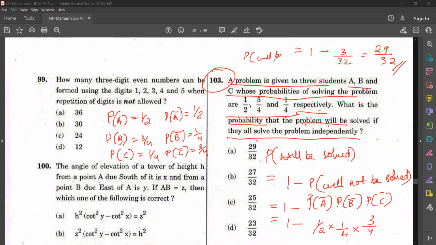How did you do that? We have written that the probability that the problem will be solved is 1 minus the probability that it will not be solved. It will not be solved means A should not solve, B should not solve, C should not solve. A not solving is 1 by 2, B not solving is 1 by 4, C not solving is 3 by 4. So 1 minus, multiply that, you'll get 1 minus 3 by 32, that is 29 by 32.